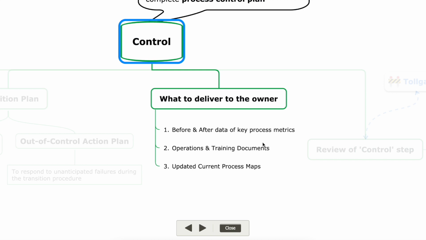Before and after data of the key process metrics means what the performance was before application and what the performance is after the application of the improved system. Then operations and training documents, which will detail all the operations and all the required trainings for this improved process, and updated current process maps. So all of these things must be included in the document, which will be provided to the owner together with the process control plan and the transition plan.